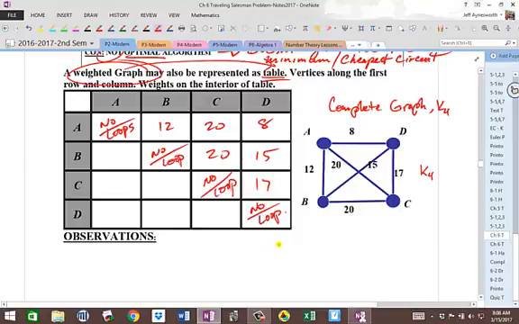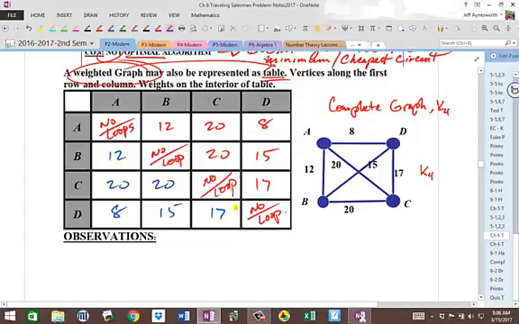Now let's complete the bottom half. B to A is 12, and we already knew that because it's up here. The order of the letters does not matter. C to A, you can see it in the graph, it's 20. C to B is already done, it's 20. D to A is the same as A to D, it's 8. B to D is already stated up here, it's 15. And C to D is D to C, and that's 17.